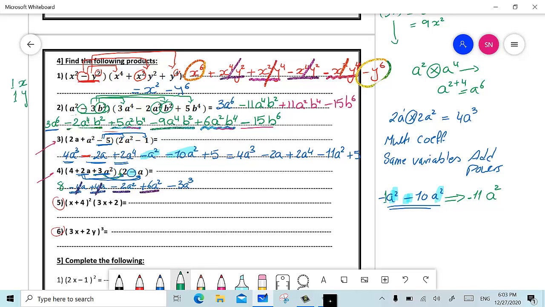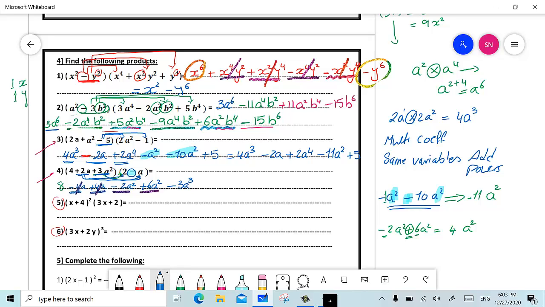Again, let's remember, when I have negative 2a squared plus 6a squared, here I am performing addition. When I am performing addition, the variable will remain as it is, and I am only going to add the coefficients. So negative 2 plus 6, this is equal to positive 4.